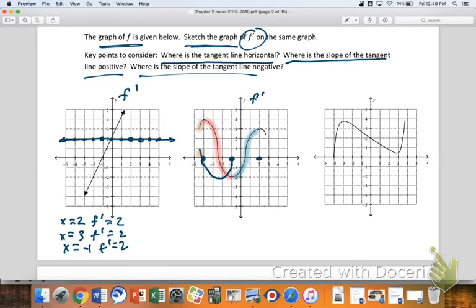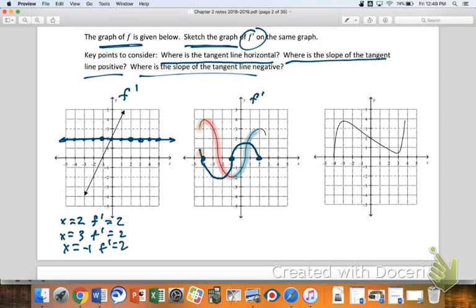Look at this little blue stretch. Would you say that the slope of the tangent line on the blue stretch is positive or negative? Positive, right? Because f is going uphill. It's increasing. And so positive values will appear above the x-axis. But I know that I've got to hit that 0 again. So I drop back down.